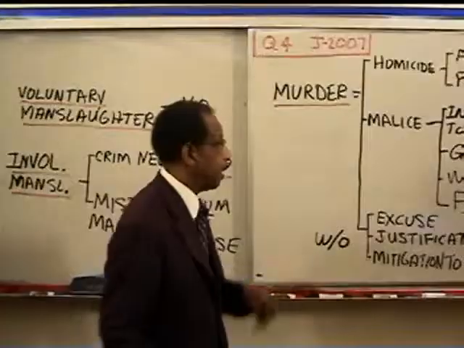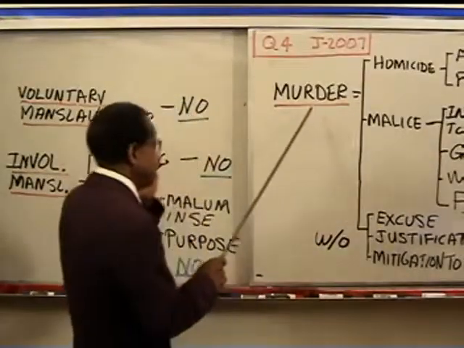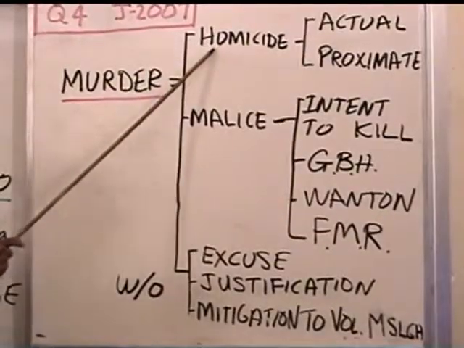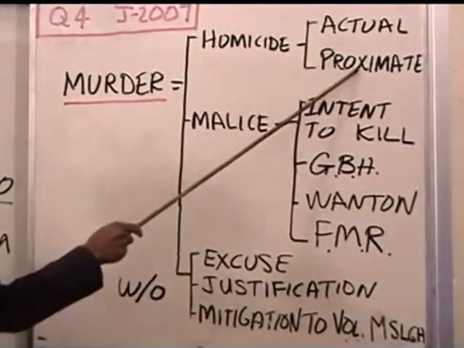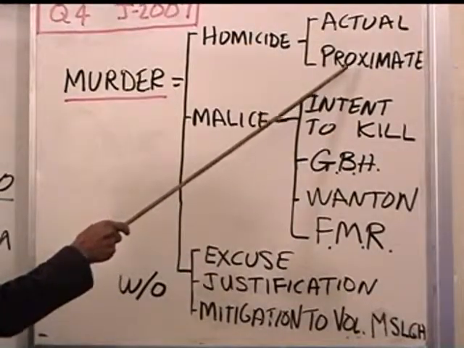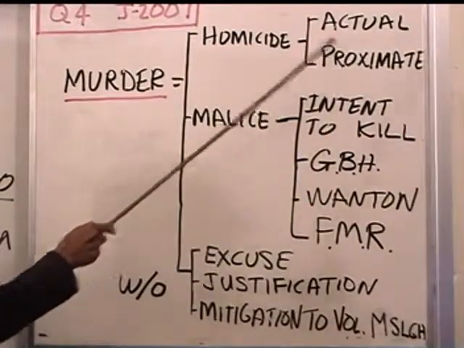So now, with that in mind, let's go back and see, they ask us, can you find Dan guilty of murder or any lesser included offense? Homicide, did Dan commit homicide? Actual cause, yes. Proximate cause, give them a full discussion here. Answer is probably not, but it's the discussions where the points are.